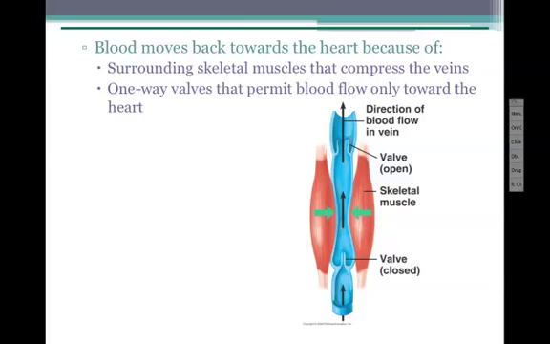Now, how do we get the blood flow back up to the heart? One of the things that I pointed out earlier was that veins have valves in them, which are controlled during the blood pressure and the flow of the heart. And these valves are only one direction. They stop the flow of blood back down away from the heart. They only permit blood flow toward the heart.